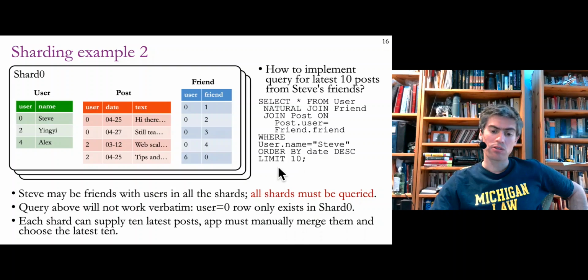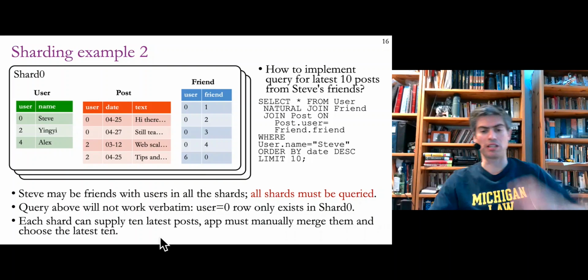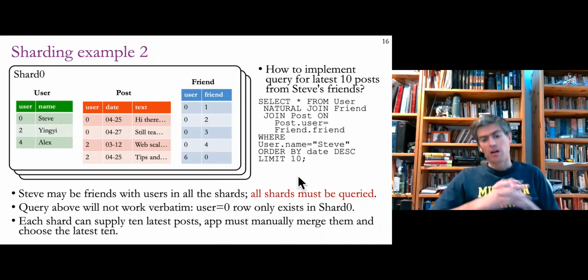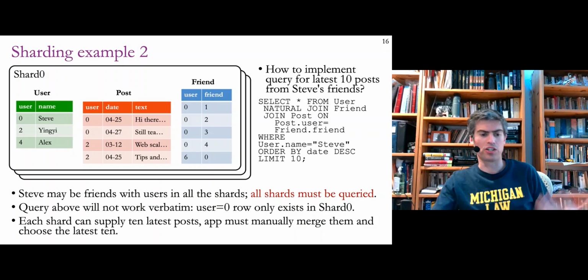And I'll have to get the top 10 posts in terms of date from all of the shards, and then manually merge them together, sort them, and get the latest 10. So all of that basically has to be done manually in your application level code to get the sharding to work.